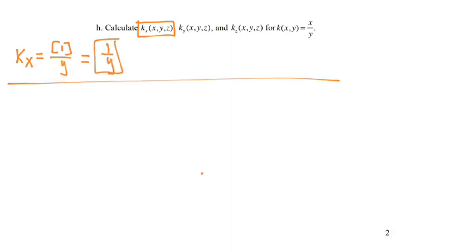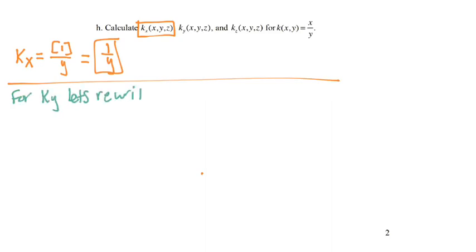Example H. First, we're asked to take the partial derivative about the x variable. Since it only shows up once in the numerator, as we've already seen, we can let that variable go to 1 and leave the denominator as is. So our partial derivative is just 1 over y.